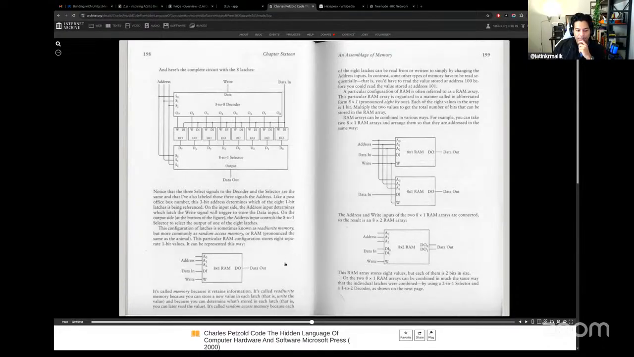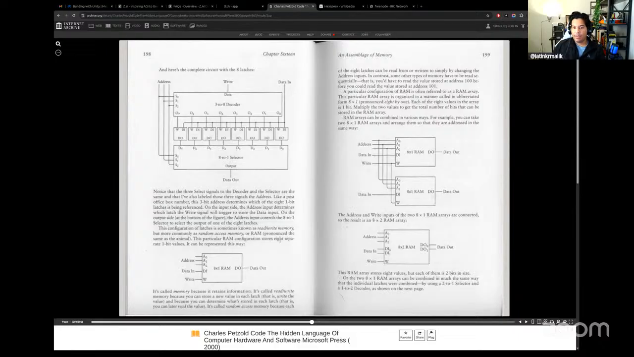It's called read and write memory because you can store a new value in each latch, that is, write the value. And because you can determine what's stored in each latch, that is, you can later read the value, it's called random access memory. It's called random access memory because each of the 8 latches can be read from or written simply by changing the address inputs. In contrast, some of the other types of memory have to be read sequentially, right? That is, you will have to read the value stored at address 100 before you could read the value stored at address 101.